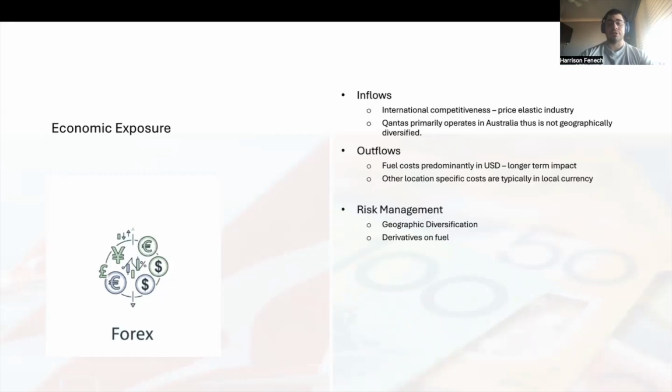In addition, the outflows, which economic exposure does affect, are typically the fuel costs over a longer term. This is because as fuel is primarily in US dollars, an appreciation of the US dollar will typically lead to a higher operating cost over the long term, all else equal. And other specific costs can be naturally hedged.